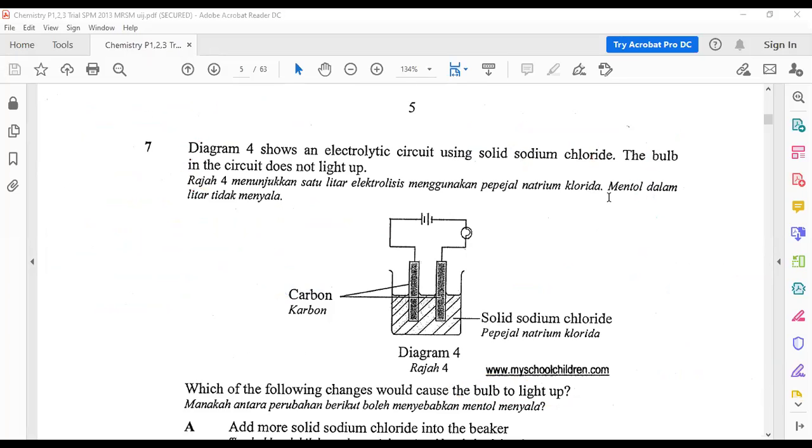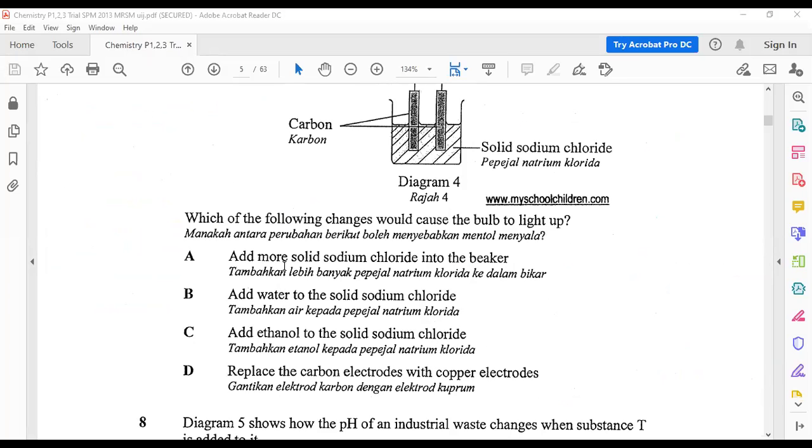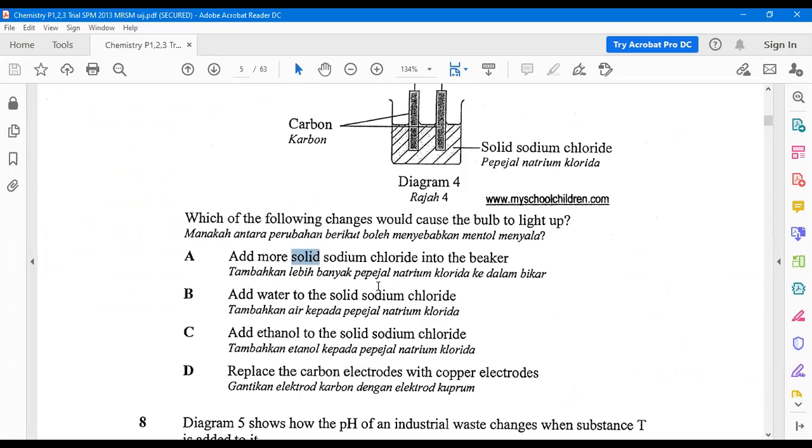Okay, now we are going to scroll down to see our answers. Now look at A, add more solid. Because of the word solid, it cannot be the answer. We don't want it to be solid. We want it to be solution. Because electrolyte can conduct electricity at molten or aqueous state. Okay. So adding water is the good choice because it makes the presence of the free moving ions when added with water.